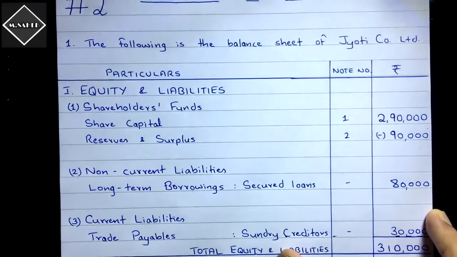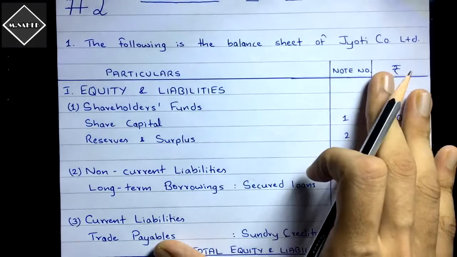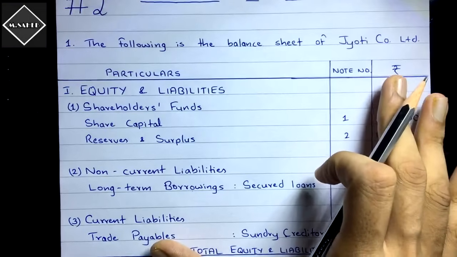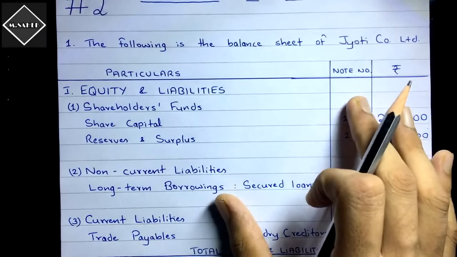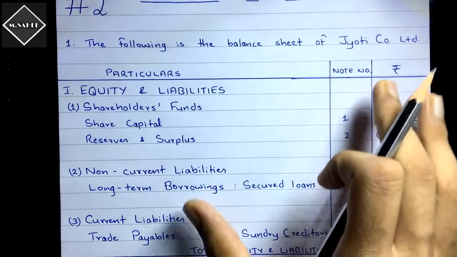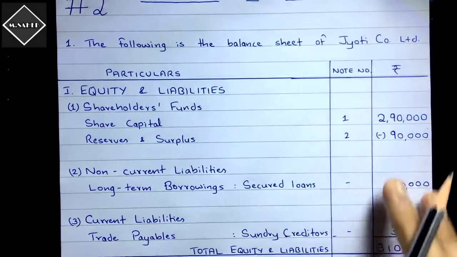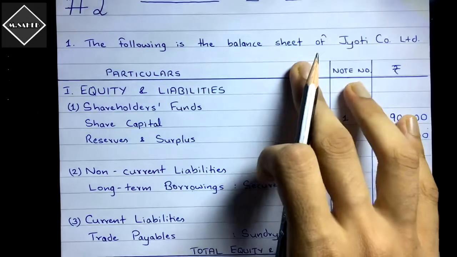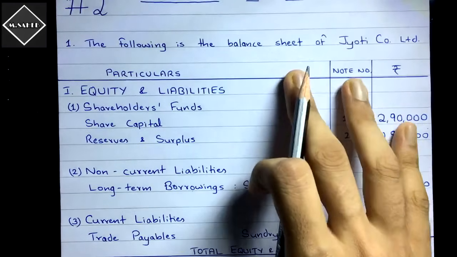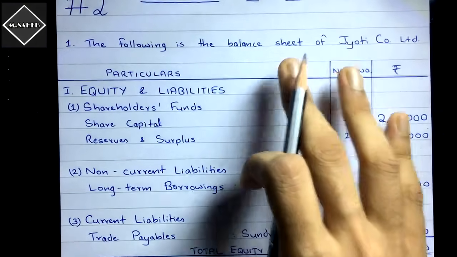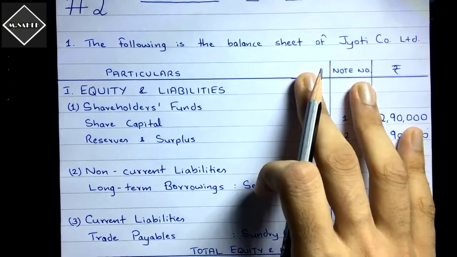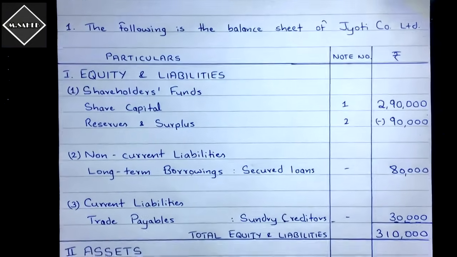That's so simple. And this vertical format is also simple, but the students feel that it is complicated because they are not familiar with the vertical format. So you have to make yourself familiar with the vertical balance sheet. Okay, so now let's solve this problem. First we'll analyze and then we are going to solve this problem.